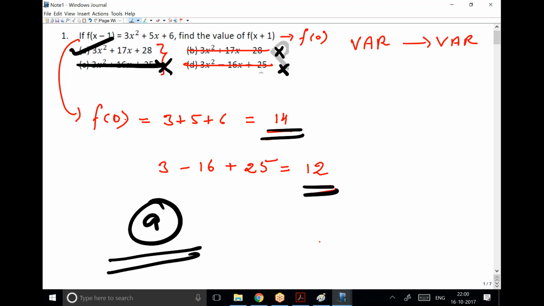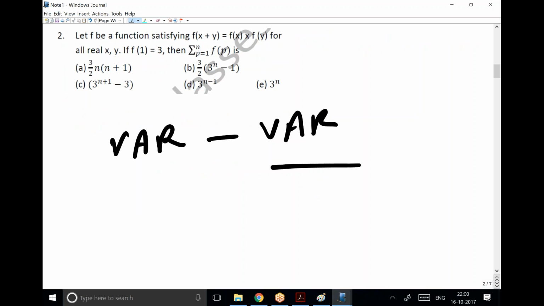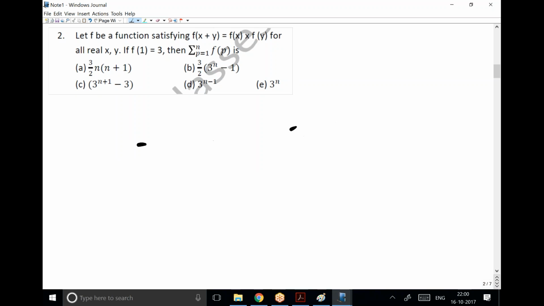So this is a variable to variable question. Let's discuss one more. This is also a variable to variable question, right? Because you can see our question is in variable format, as well as our answer options are also in variable format. So let's try out this question also. So take 2 minutes and solve question number 2.